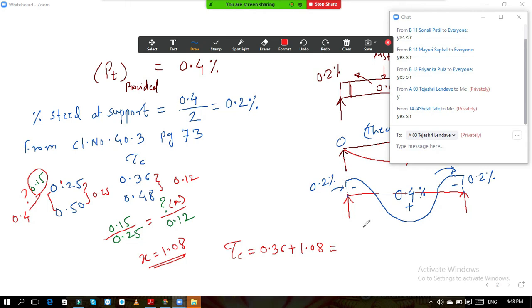Check all the calculation. 0.15 into 0.12 divided by 0.25. This value is 0.072. The value of x was wrong. That is what I said, how is it going above 0.5? So here it is 0.072. So what is the answer now? 0.36 plus 0.072 is 0.43 Newton per mm square.